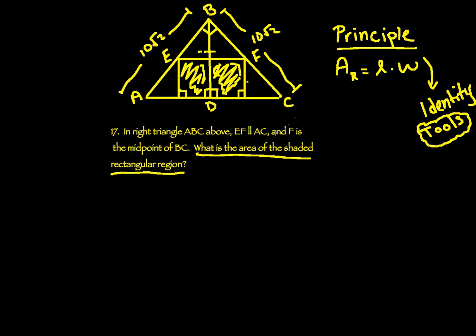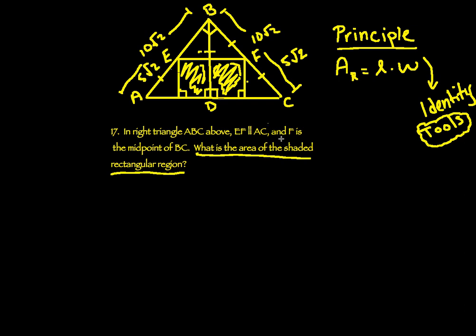As soon as they tell us that F is the midpoint of BC, well, they've given us the length of BC, notice, and they say that that's 10 radical 2. So the first thing we need to do is to split 10 radical 2 in half, and that's 5 radical 2. So each of these segments is 5 radical 2. Now they tell us that this is also 10 radical 2, and since these are parallel to each other, we know that each of these is also 5 radical 2.